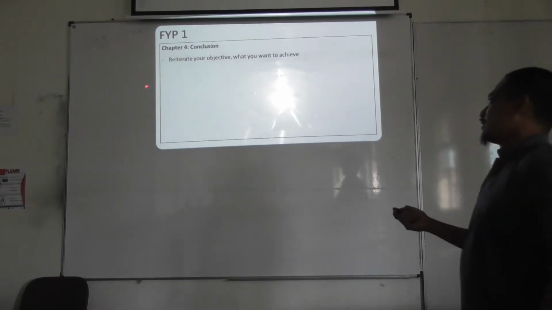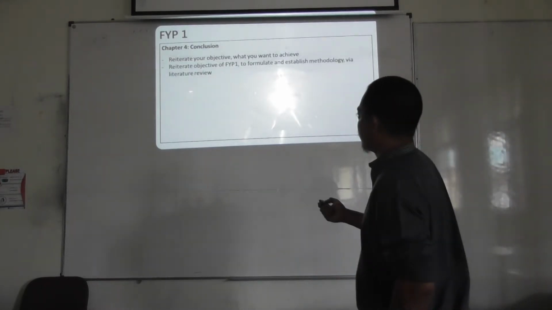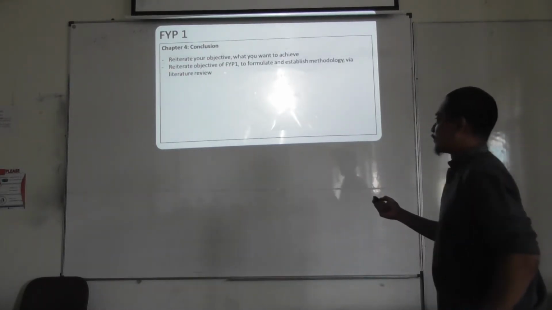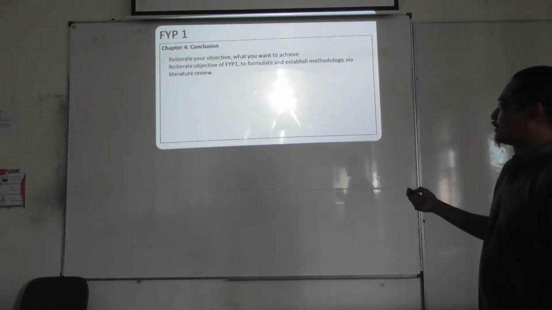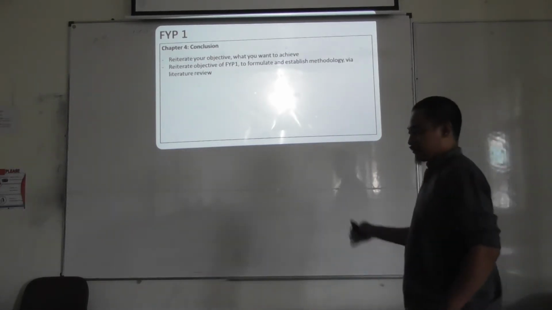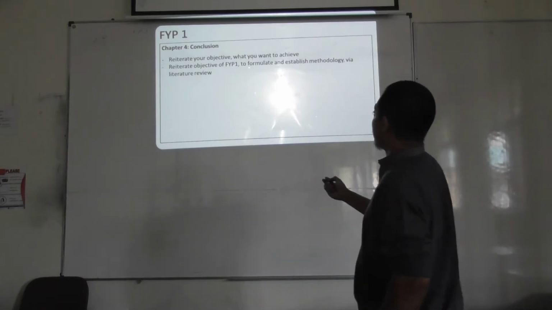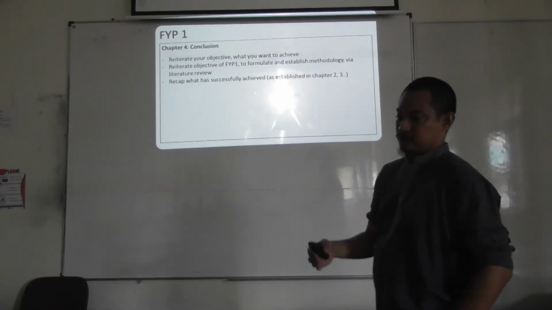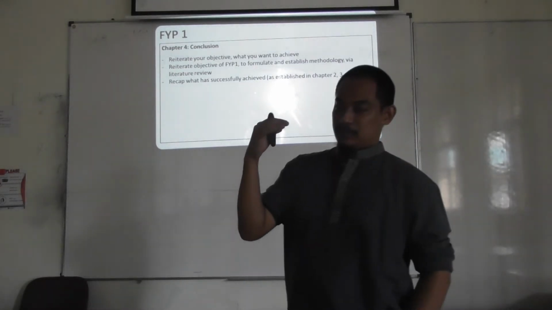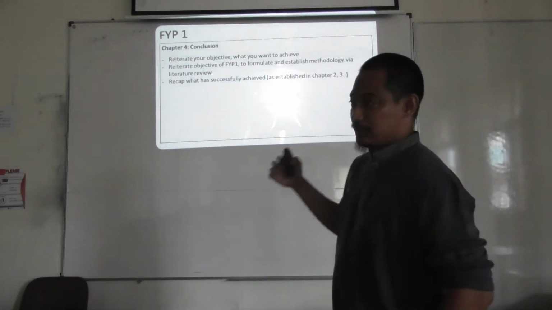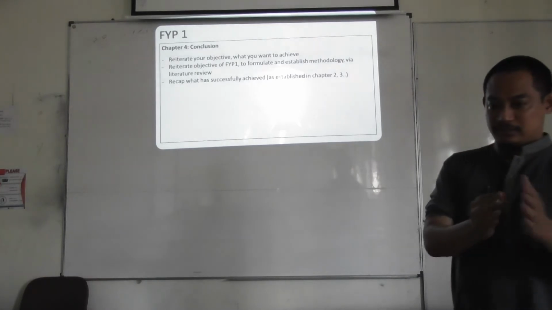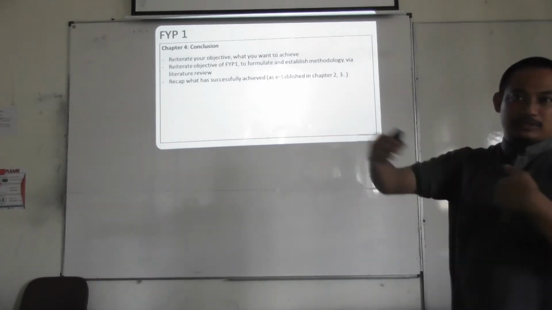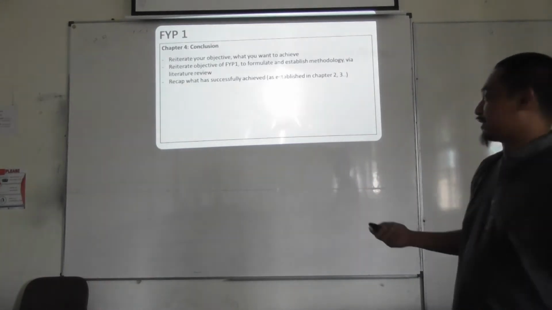This is the chapter. Reiterate your objective, what you want to achieve. Reiterate your objective for FYP1. This is the full objective. This is objective FYP1: you want to formulate your methodology, whatever. And then recap what was successfully achieved. So we have shown that we have successfully formulated this methodology. The Gantt chart is already ready. I know exactly what to do in FYP2, meaning in a good sentence.